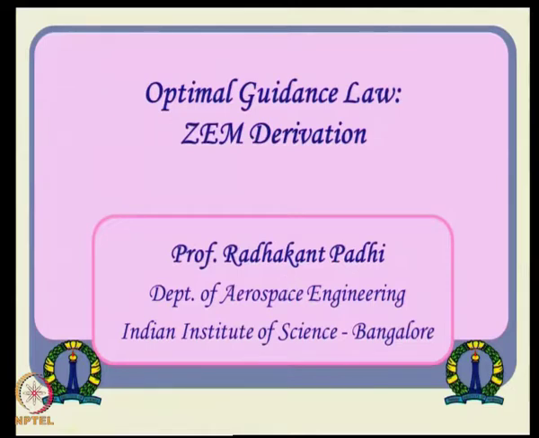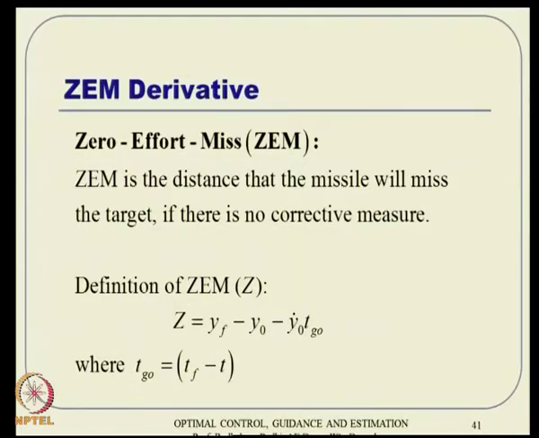Very quickly, you can also see the ZEM sort of ideas, because that is what is used in a very vast amount in the missile guidance literature. The zero effort miss, this concept is something like the distance that the missile will miss the target if there is no corrective measure. Okay, so that is a very neat concept, and using that there are several ideas that pop up, even including current day literature actually.